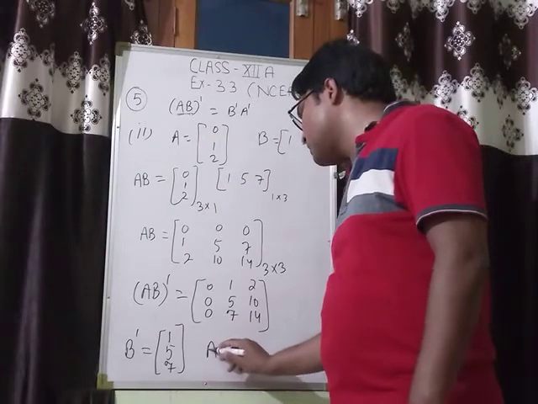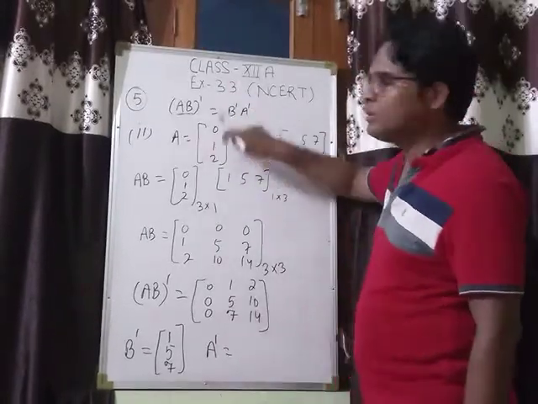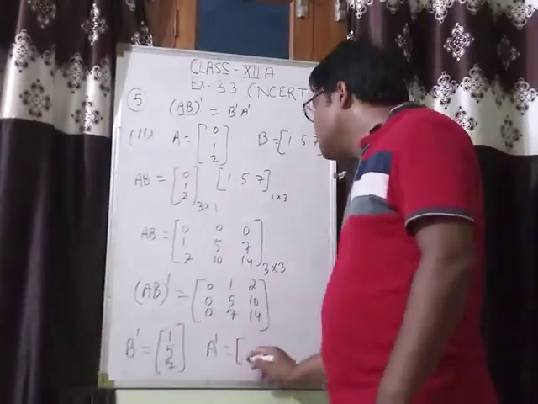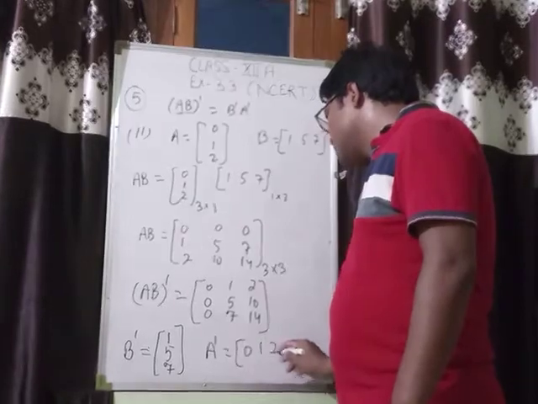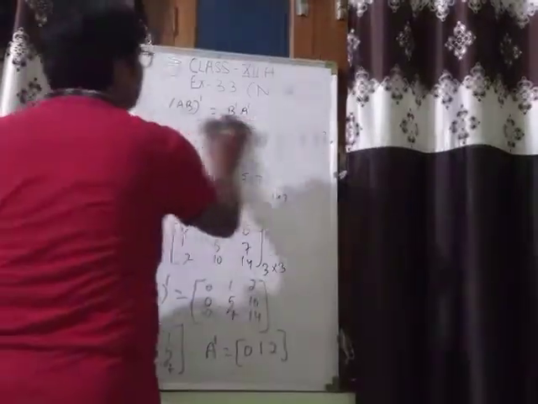Okay. And now find out A transpose. See, this is A transpose. This one is A, so for its transpose, there is one column, so it will become one row. So that is 0, 1, 2. Now find out B transpose into A transpose. So I am going to find out B transpose into A transpose.